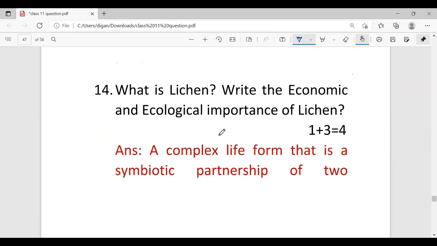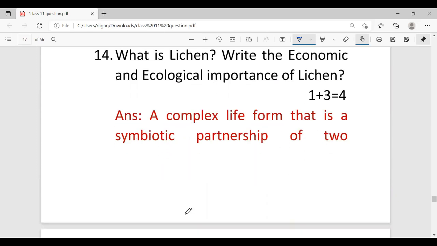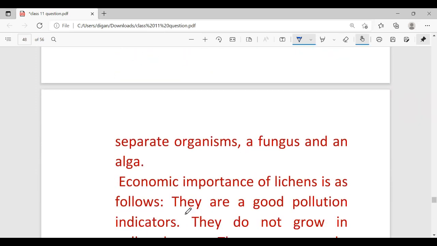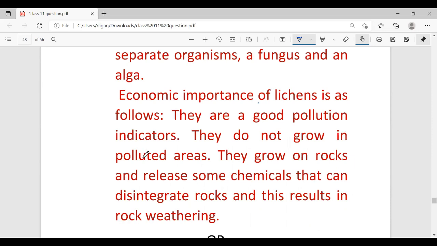What is lichen? Write the economic and ecological importance of lichen. So a complex life form that is a symbiotic partner of 2 separate organisms, fungus and alga, is known as lichen. It means when algae and fungi live together and only then can they survive, that combination is known as lichen. Economic importance of lichen is as follows. They are good pollution indicators. They don't grow in polluted areas. They grow on rock and release some chemicals that can degenerate rock, and this results in rock weathering.